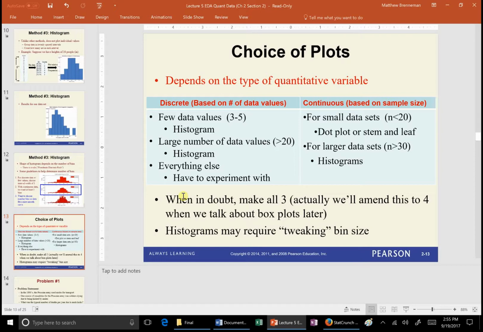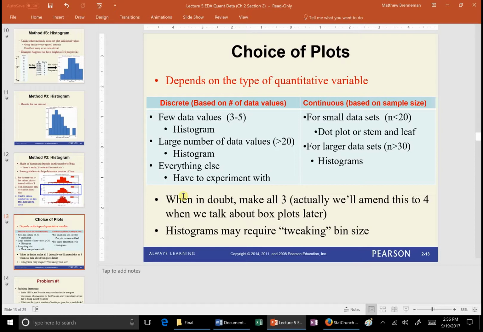When you have continuous data, for small data sets, we always use a dot plot. When we have less than 10 data values, we always use a dot plot. When we have between 10 and 20, usually stem and leaf. When it's more than 20, it's kind of up in the air. When it's more than 30, it's always a histogram. We kind of have these general rules. When in doubt, do all 3. They're easy to do, right? It doesn't cost you anything. Play with all 3, but these are usually pretty good rules of thumb. For histograms, you may have to tweak the box size a little bit.